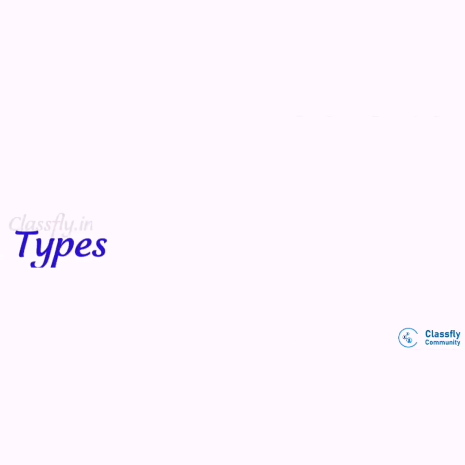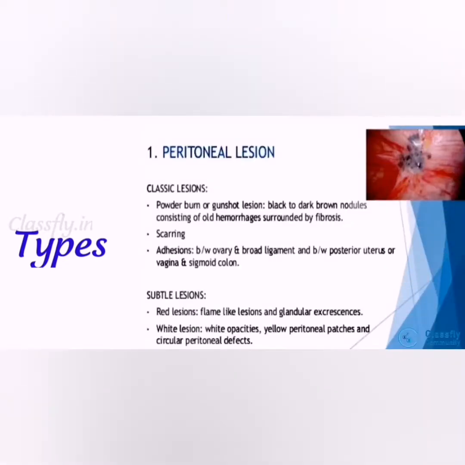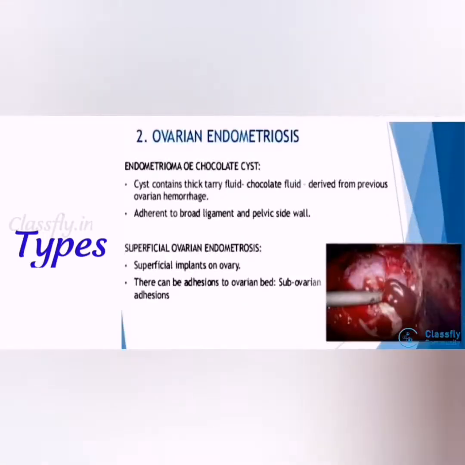Types. First one, peritoneal lesion. It contains two lesions, classical lesion and subtle lesion. Classic lesion means a scarring lesion, powder burn or gunshot lesion, that is black to dark brown nodules. Adhesions occur between the ovary and broad ligament and between the posterior uterus or vagina and sigmoid colon. Subtle lesions are mainly red lesions, that is flame-like lesions, and white lesions, which occur as white opacities, and yellow peritoneal patches.